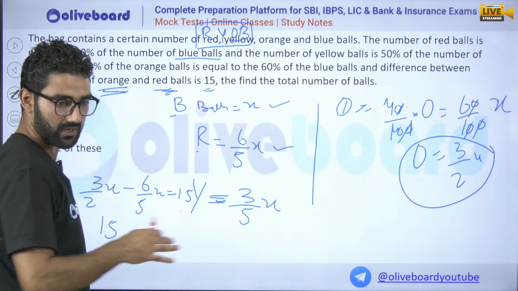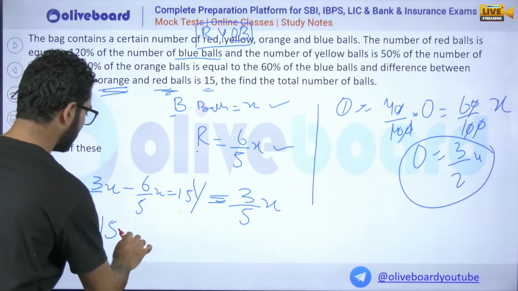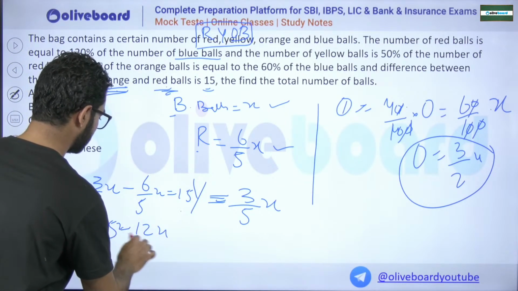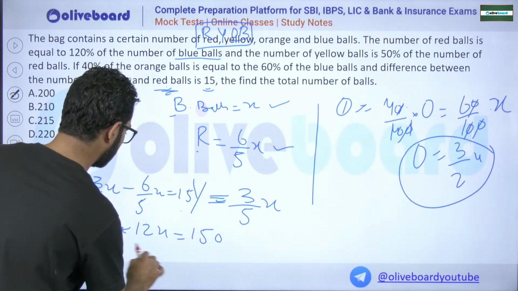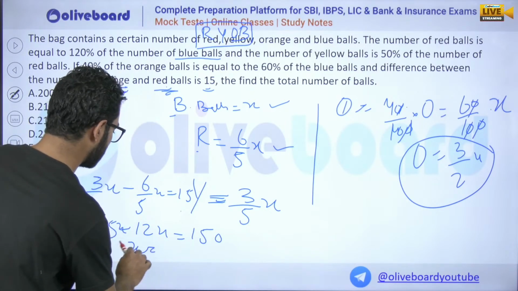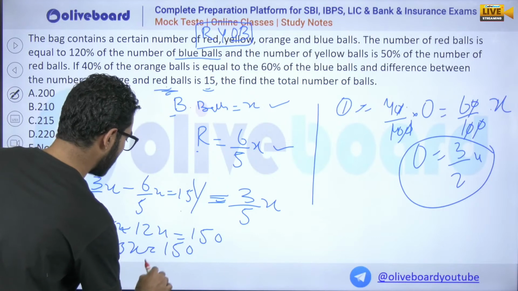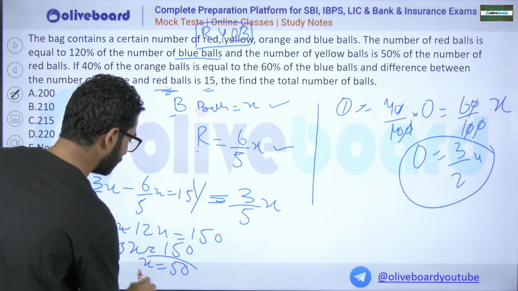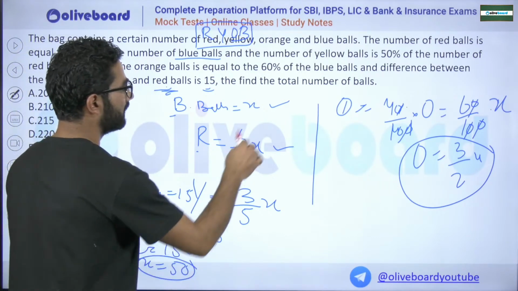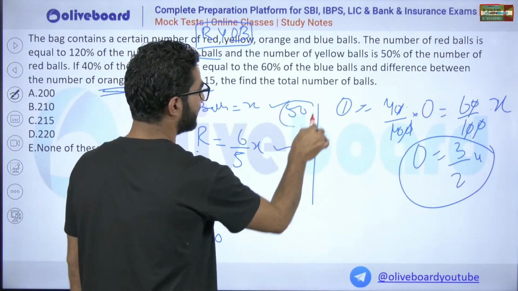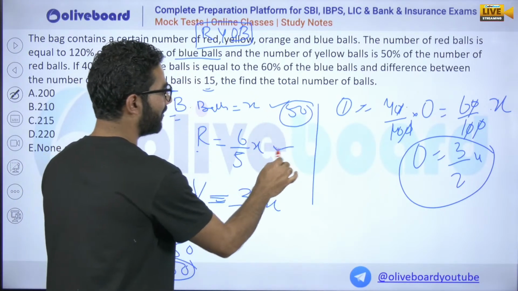But if we have tough terms, you can go for LCM. So it will be 15x minus 12x, that will be 150. So x will be how much? 3x will be 150, so x will be 50. So you calculate the value of x as 50. The blue balls are 50.